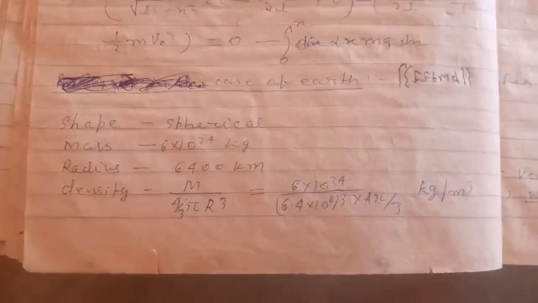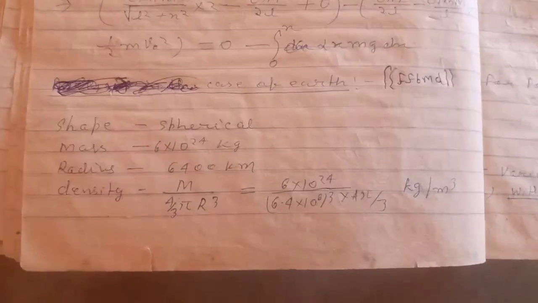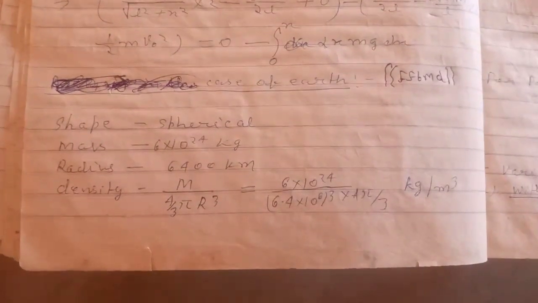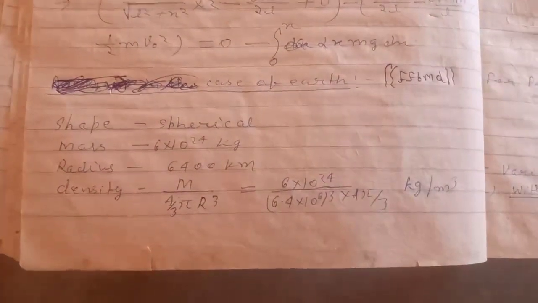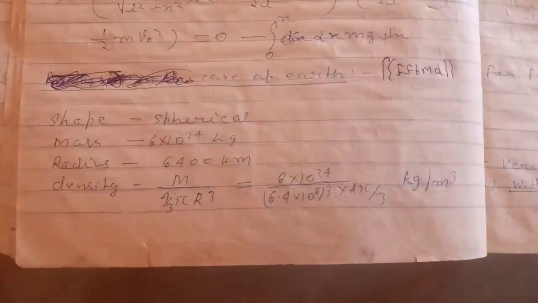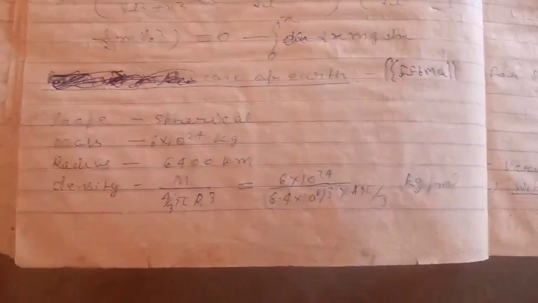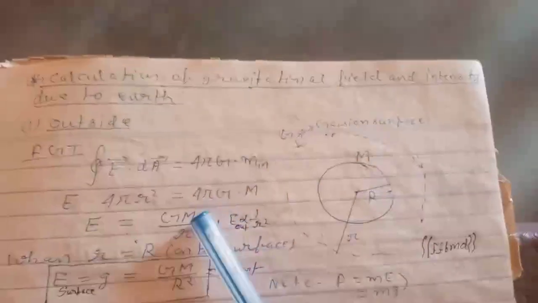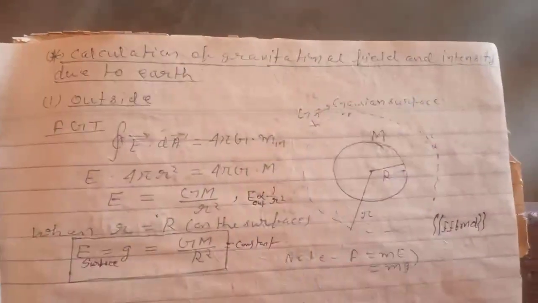Case of Earth. Shape: a spherical mass of 6 × 10^24 kg, radius 6400 km, density equals m by 4 by 3 π r cubed, with m = 6 × 10^24. You can calculate. Now, calculation of gravitational field intensity due to Earth.